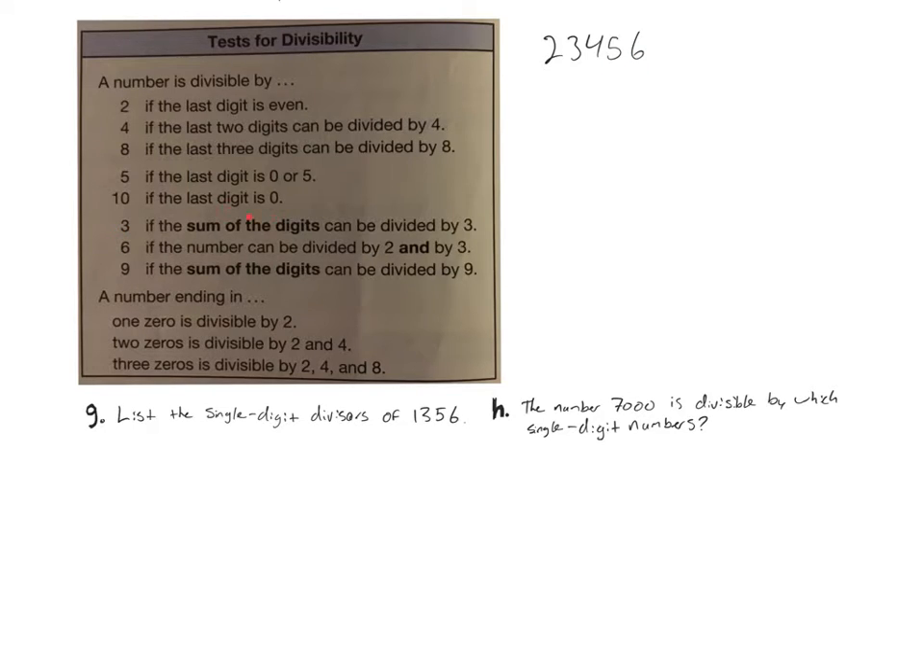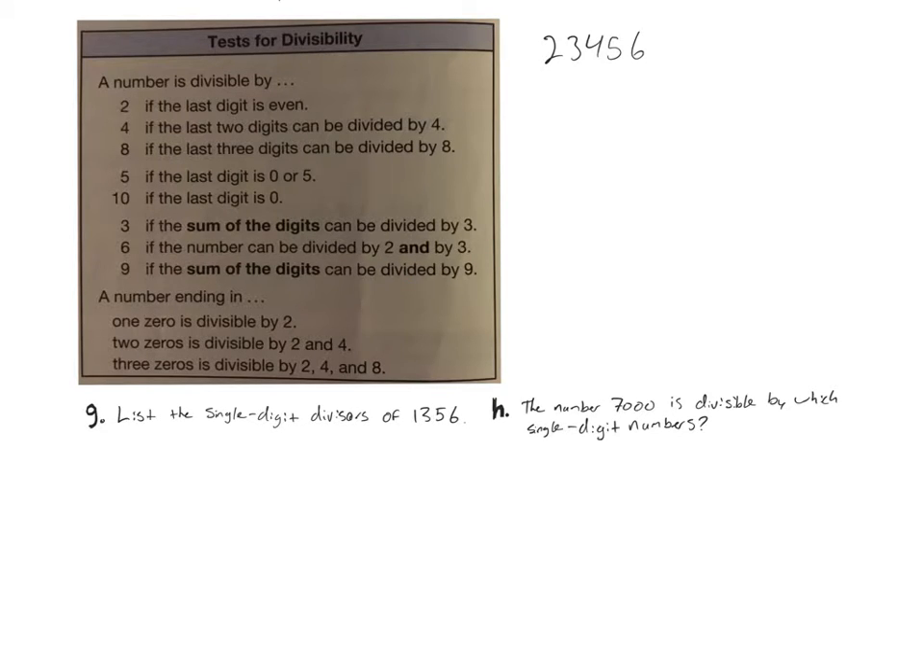3, if the sum of the digits can be divided by 3, so if I added 2 plus 3 plus 4 plus 5 plus 6, if those added up to a number that could be divisible by 3, then this number would be divisible by 3. 6, I'd have to check this one and this one. They'd both have to be true. Then it'd be divisible by 6. And then 9, if the sum of the digits, if you add those up, would be divisible by 9.